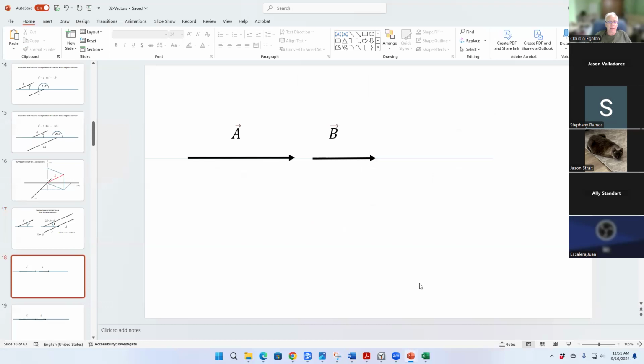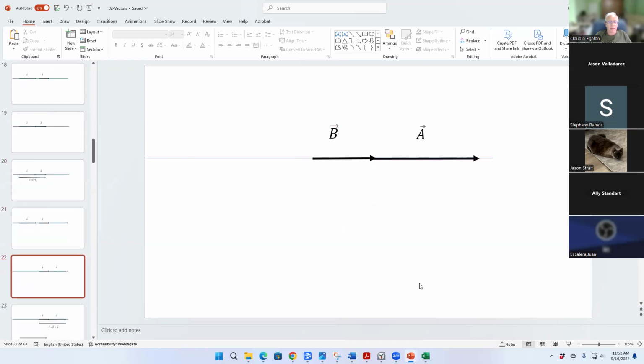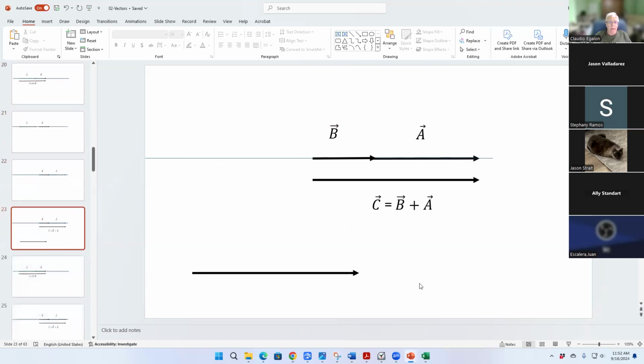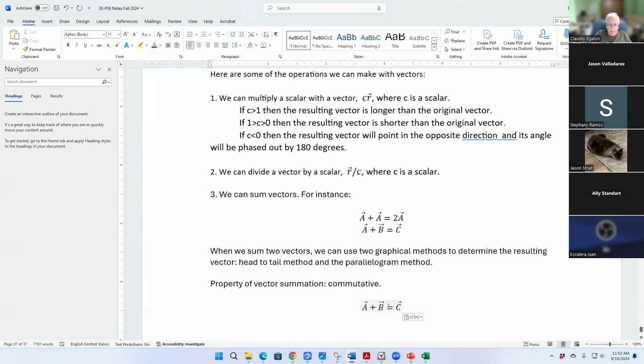Here you go. Head to tail method again. A and B. A plus B. Right? That's the resulting vector. Head to tail method again. B plus A. Okay? You end up getting exactly the same vector, because it points in the same direction and has the same magnitude. So here you go, a property of vector summation. They are commutative. Commutative means what? A plus B is equal to B plus A. Okay, here you go.